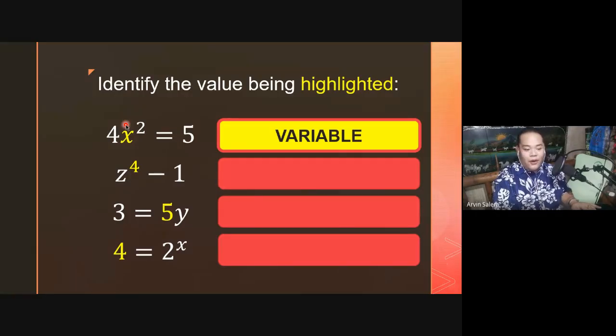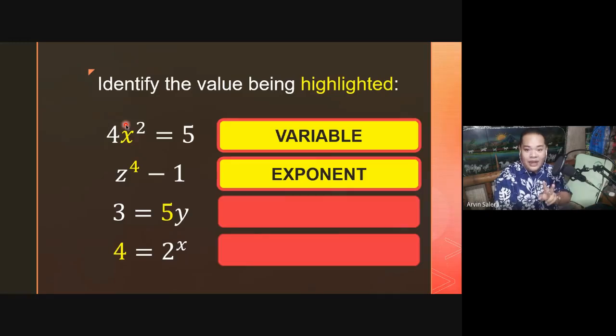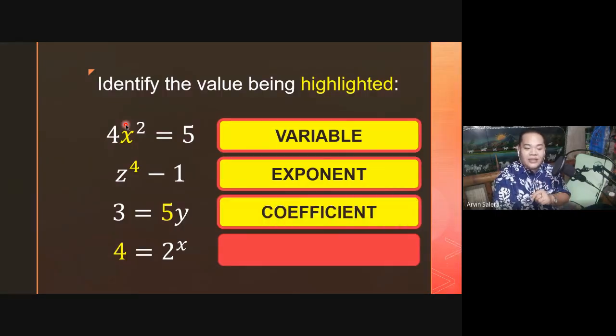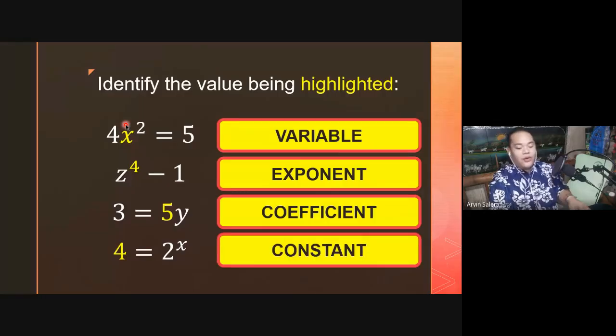4 is an exponent. Okay. 3 equals 5y. 5 is just a number, right? Either a coefficient or a constant. But 5 is preceding a variable. Therefore, 5 is a coefficient. And 4 equals 2 to the power of x. 4 is a solo number. Therefore, it is a constant.